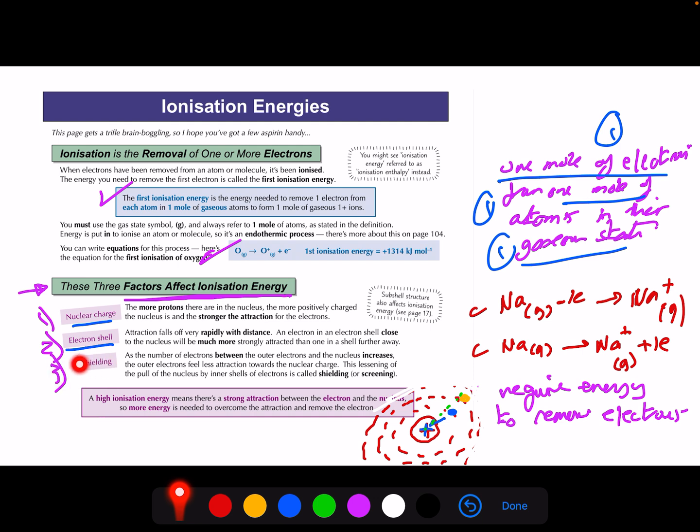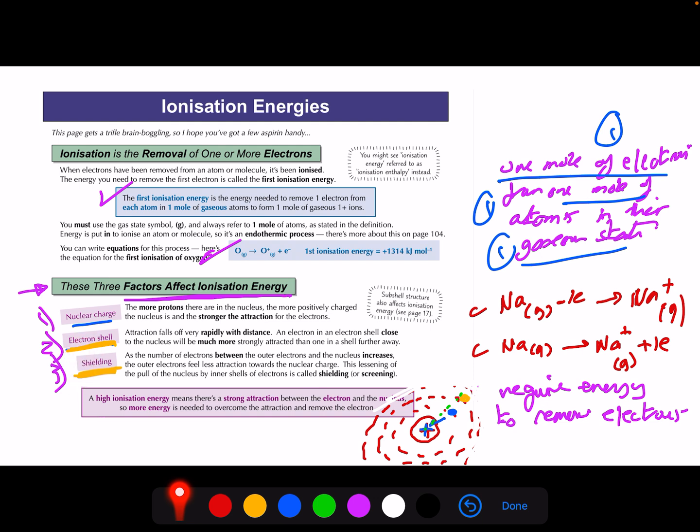However, in my opinion, I find shielding related to the number of electron shells, because what I mean by shielding is the number of shells between the nucleus and the electron in the outer shell. If there are more shells, this particular electron is farther away from the nucleus, so it requires less energy to be removed. That means ionization energy will go less. So I really find these two factors are related or connected.